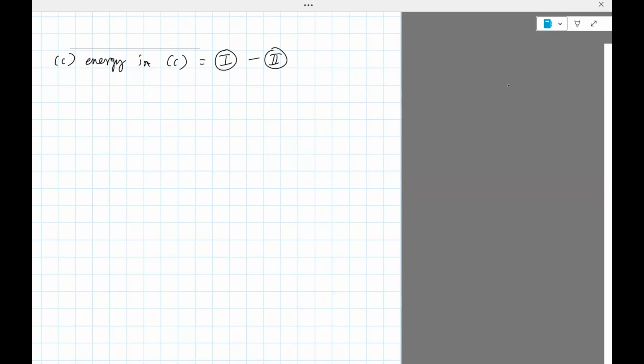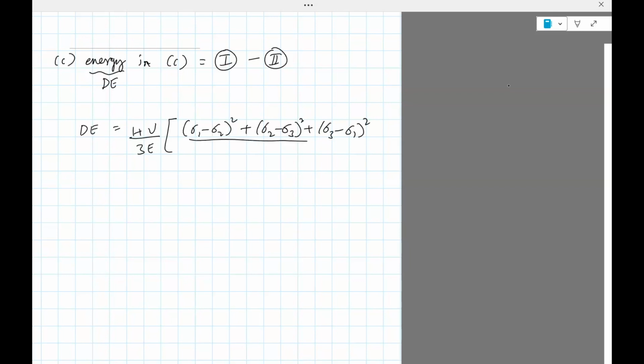So if you write the distortion energy as dE, then the distortion energy is given by 1 plus Poisson's ratio divided by 3 times E, times sigma 1 minus sigma 2 squared plus sigma 2 minus sigma 3 squared plus sigma 3 minus sigma 1 squared, divided by 2. This is our final expression. We'll need this.